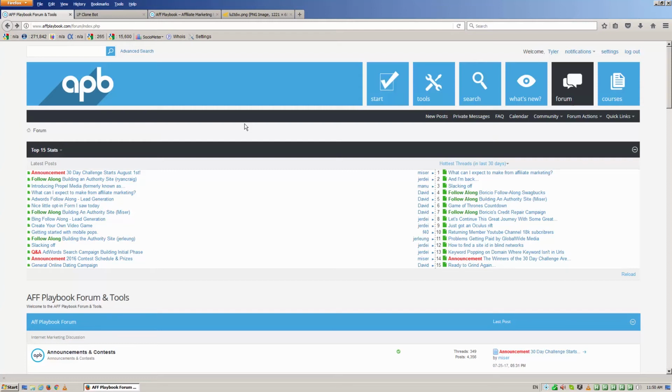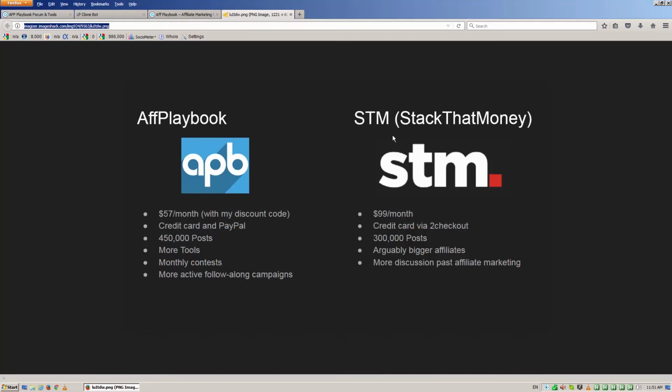Now, one thing I wanted to mention before I finish here is, what is the difference between AffPlaybook and Stack That Money? Now, again, these are the two big players in the paid affiliate marketing forum space. And I have already promoted Stack That Money before. I'm a member there as well, and I highly endorse it as well. So what's the difference between these two? Well, I just finished going between the two and figuring out for myself what the difference is.